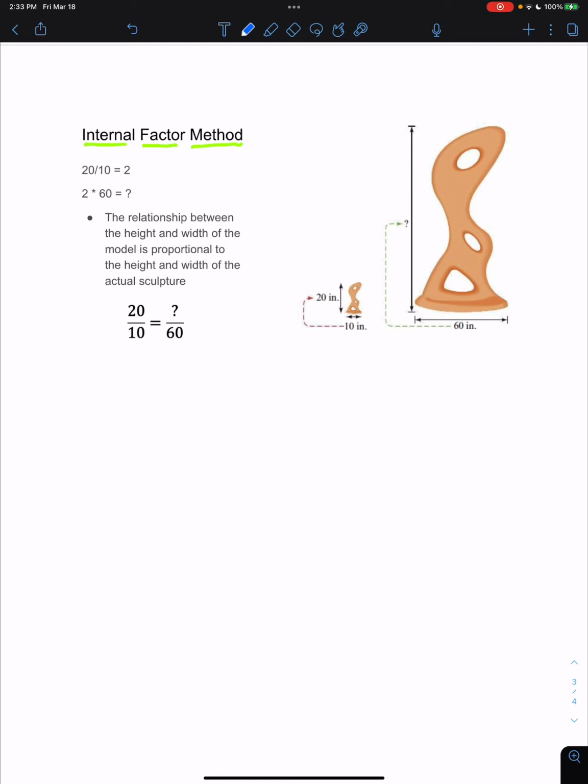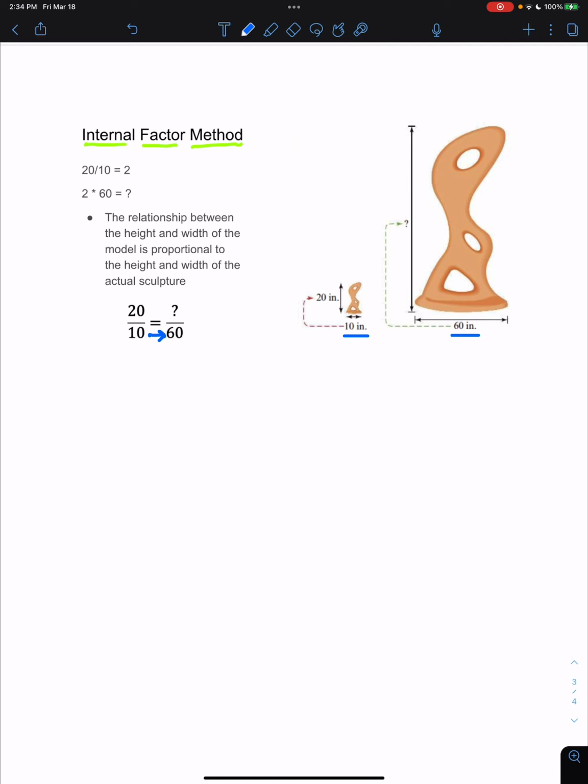So here, what I've done is I've set up a proportion, 20 inches tall, 10 inches wide. That represents the distances on the model. And here's the important part. Because 10 inches is wide and 60 inches is wide, we need to line them up on our proportion. So since 10 is on the bottom, we need the 60 to be on the bottom.